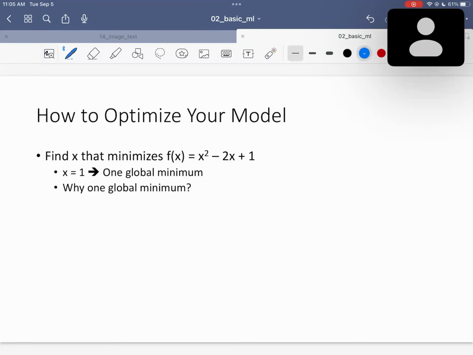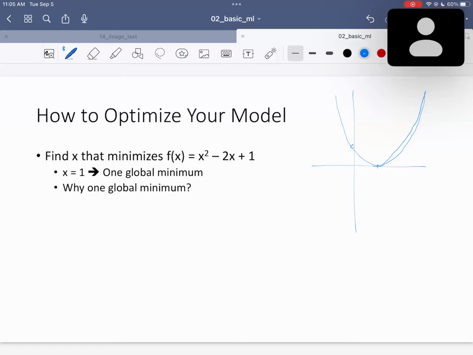Actually, sorry, I should draw it a little bit better. There's one here, and this is 1. This is not perfectly symmetrical. Anyway, it's something like that. So the function is convex, so any local minimum is also a global minimum. That's also a right answer.